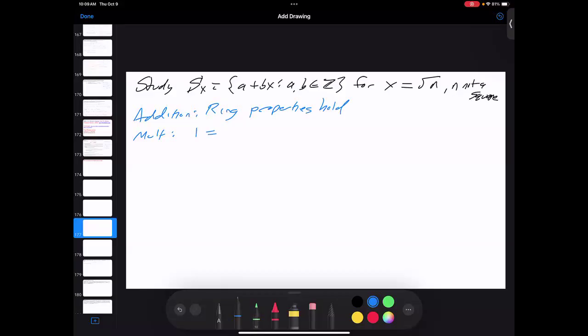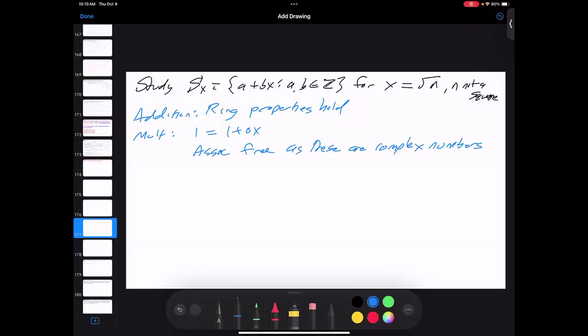What do you think? Can we write 1 in the form a plus bx? Is this the same as what we had before? Yeah, it's just going to be 1 plus 0 times x. Associativity is free as these are complex numbers. If complex numbers are associative, these will be associative.